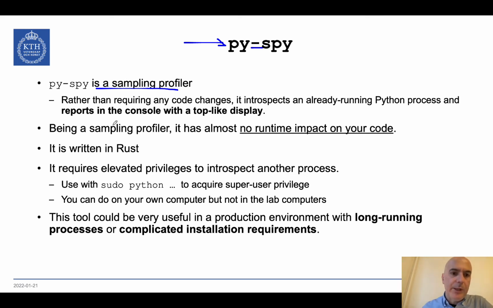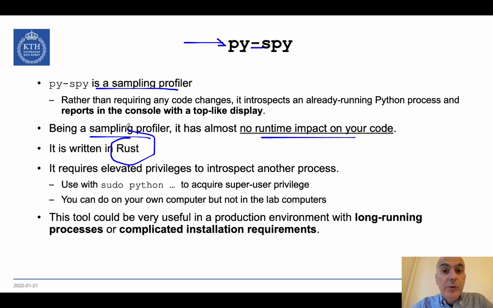Being a sampling profiler, instead of checking line by line in our code, it has very little to no runtime impact on our code. So we can run it without having to worry that it is delaying our application run. It's written originally in Rust.